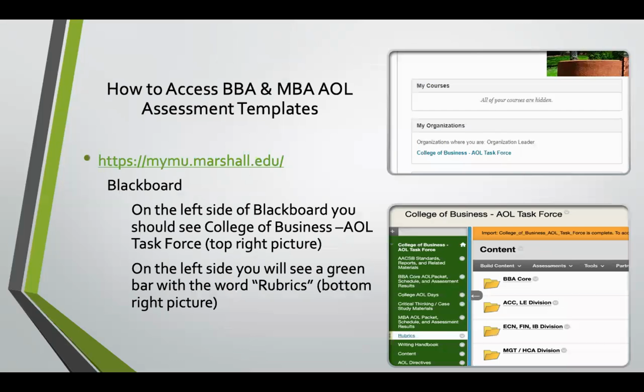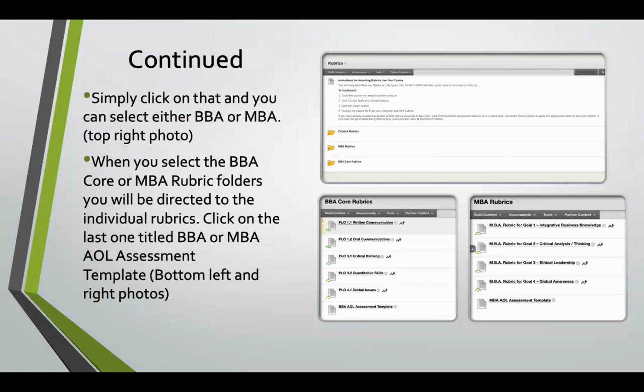Here is how you can access the templates. Simply go on Blackboard, select College of Business AOL Task Force, then on the left side of the screen, you should see a green table. Click on Rubrics. Once you have done that, you will see the BBA and MBA rubric folders. Click on those, and the last item in those folders will be the AOL assessment templates for either BBA or MBA.